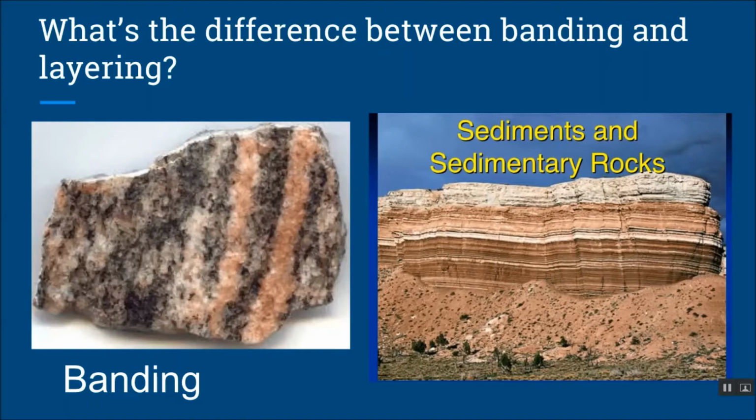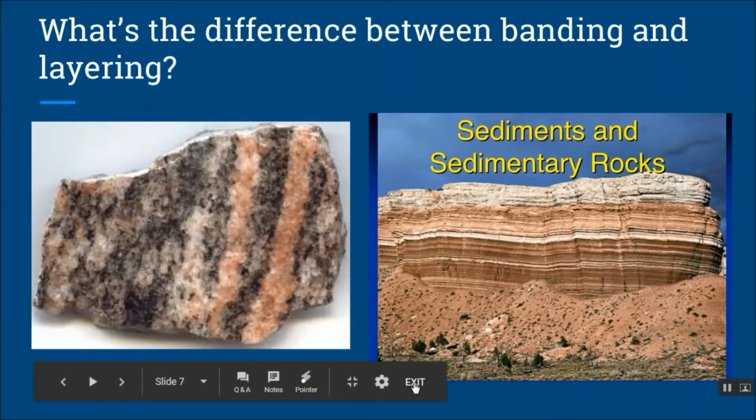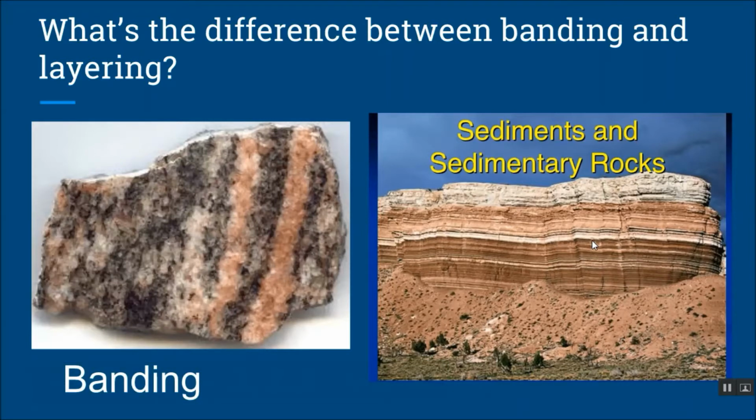A couple of students were asking me today during our lab, what's the difference between banding and layering? That was one of the questions in your lab. Well, banding is what we refer to when we see foliation in a metamorphic rock, like this rock here on the left. Whereas layering is what refers to these different lines here in sedimentary rocks. They're formed in very different ways. Sedimentary rocks are deposited in those different layers, whereas with metamorphic rocks, that banding is caused by heat and pressure being applied to different rocks.